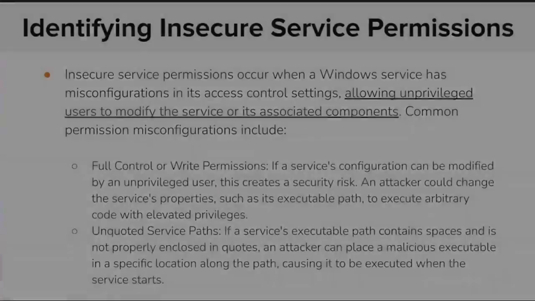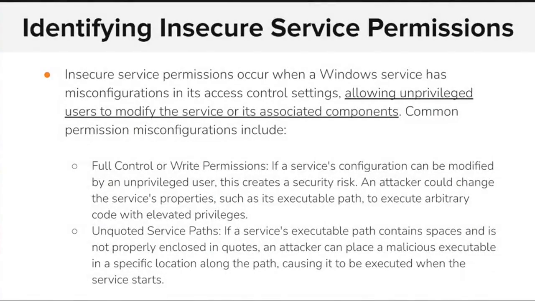So what exactly are we looking to do here? We are looking to identify and exploit insecure service permissions. Insecure service permissions occur when a Windows service has misconfigurations in its access control settings, so ACLs, allowing unprivileged users to modify the service or its associated components. Some common permission misconfigurations include full control or write permissions. If a service's configuration can be modified by an unprivileged user, this creates a security risk.